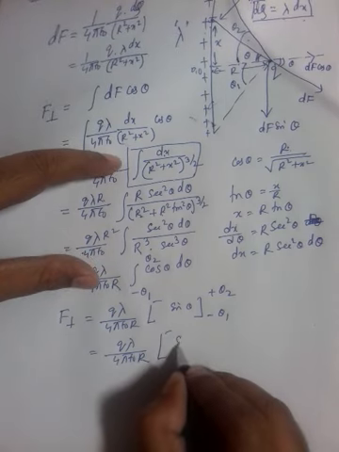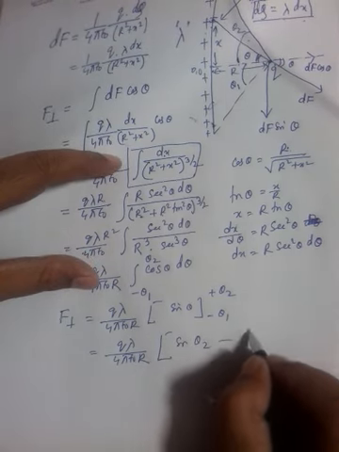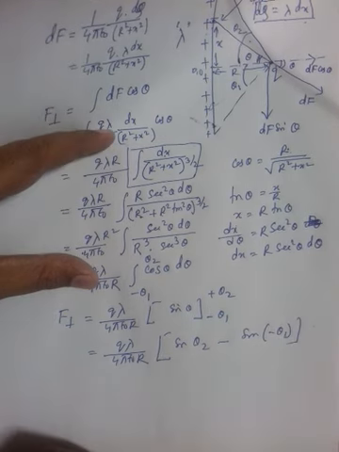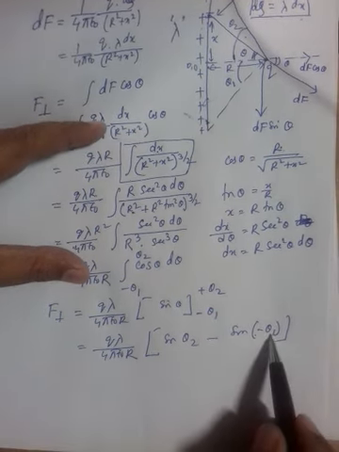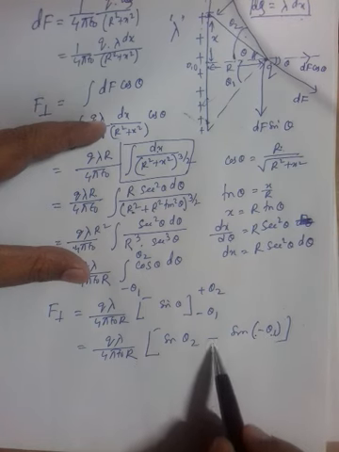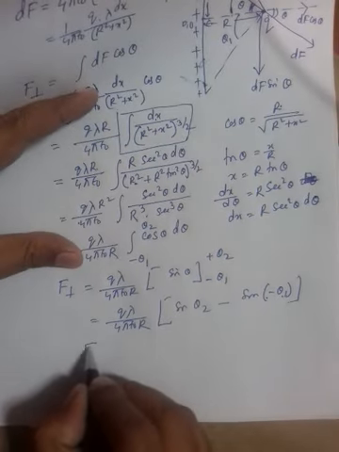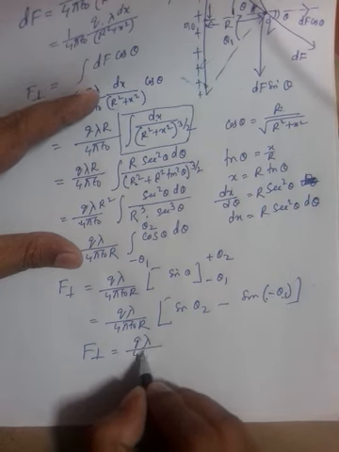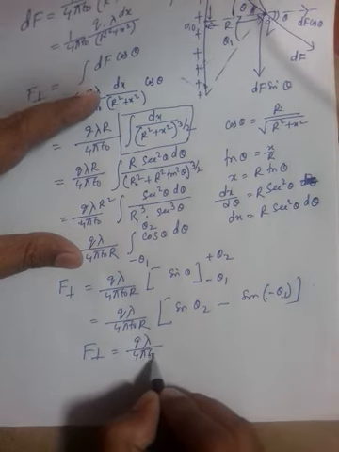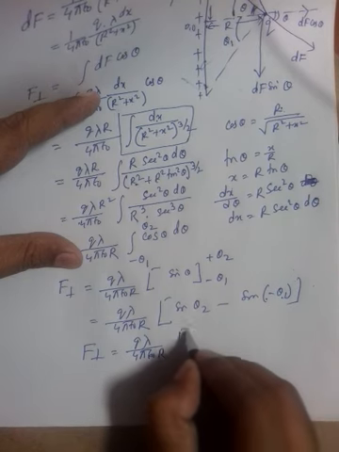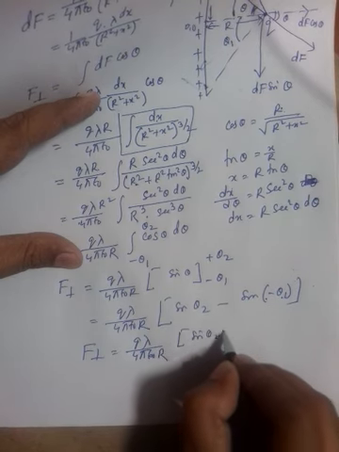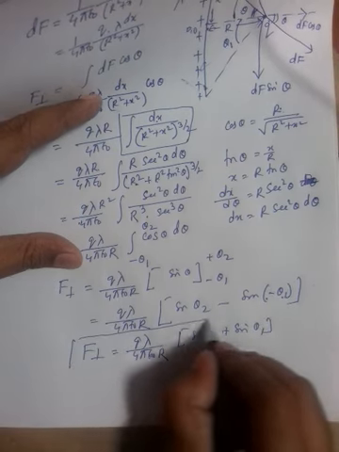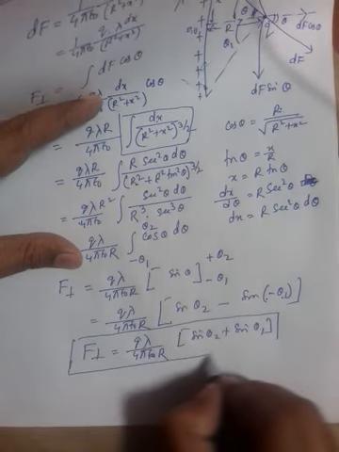It is sine of theta 2 minus sine of minus theta 1. Actually, always final minus initial. We know sine of minus theta is minus sine theta, so that minus becomes plus. So force in the perpendicular direction is q lambda by 4 pi epsilon naught r times sine of theta 2 plus sine of theta 1. So whatever answer is coming, it is actually one part of the total force.